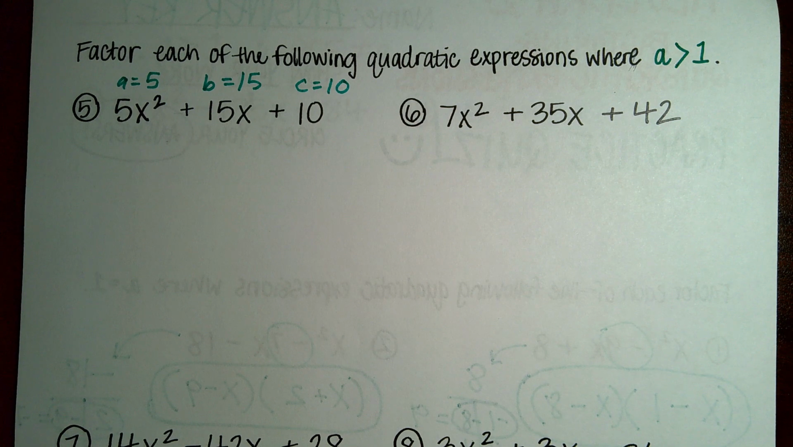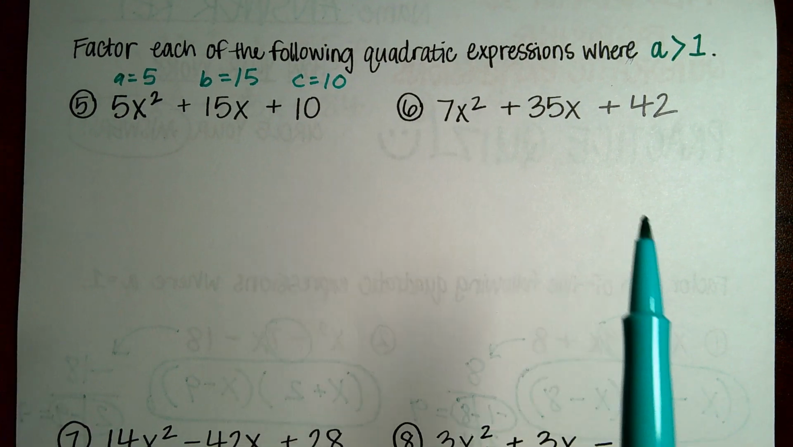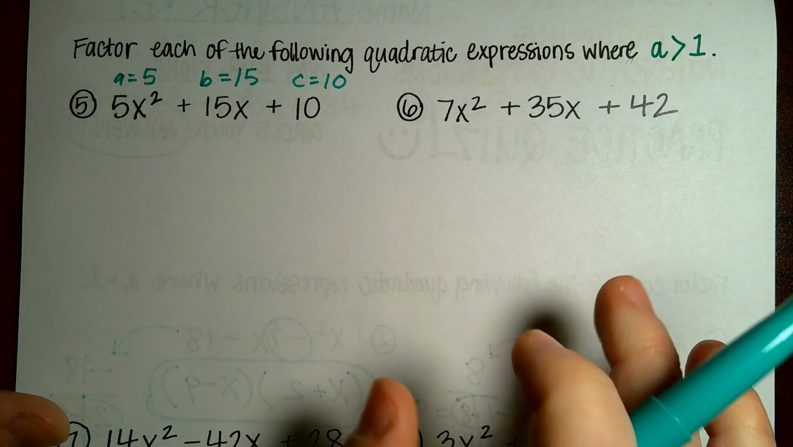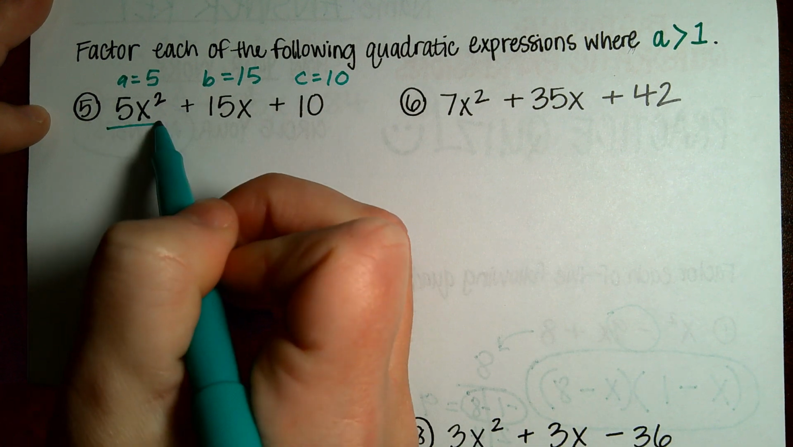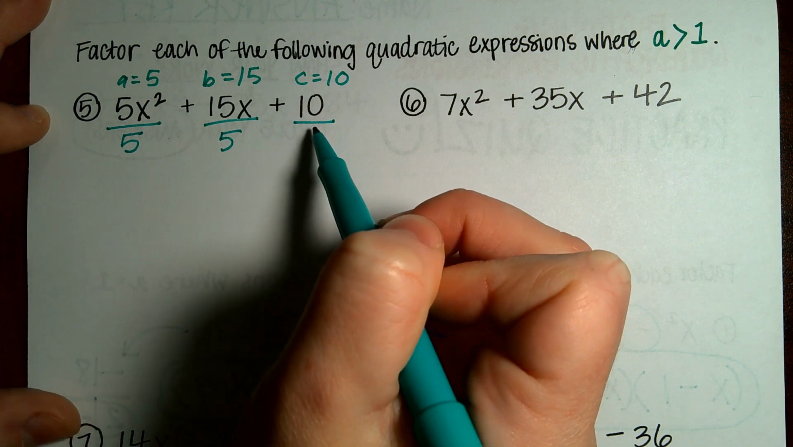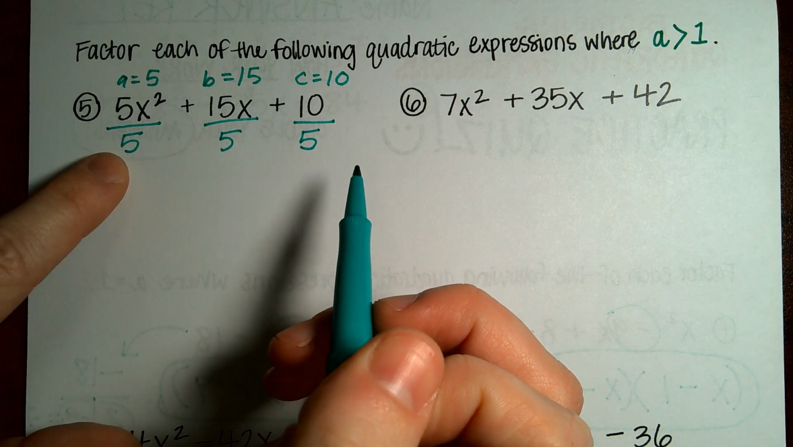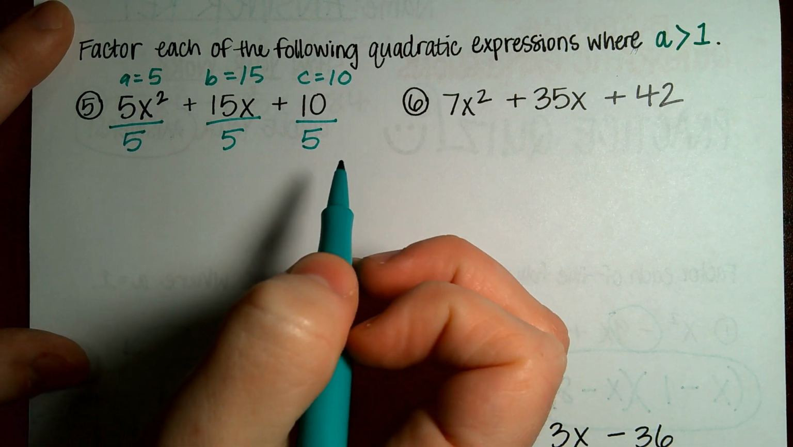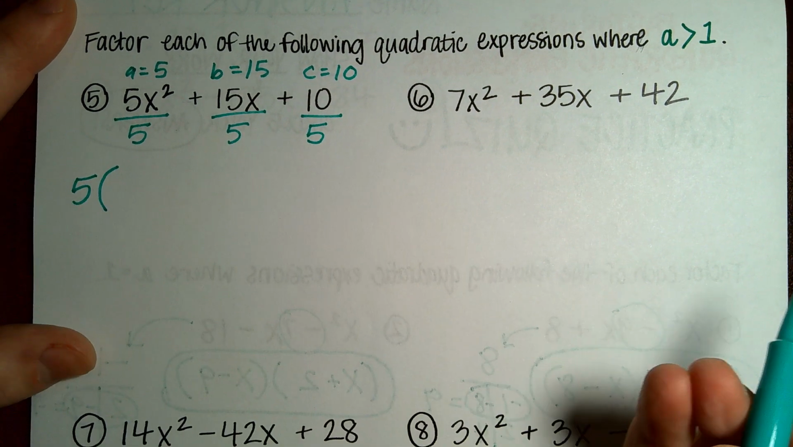What's the first thing I should always check for if my a is greater than 1? GCF. Yes, let's see if there's a GCF here. Can I divide all of my terms by the same number? Yeah, what number can I divide by? 5. Let's do that. Let's divide by 5 for each of the terms. So if I take out a GCF, where does that number go? You bring it on the outside. Yes, you want to bring it down outside of the parentheses.